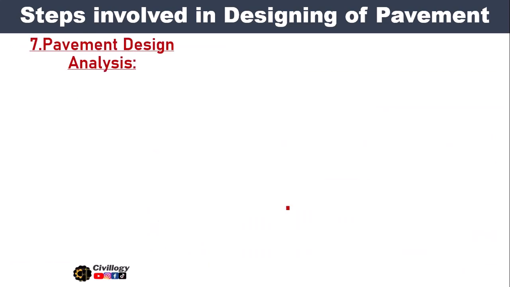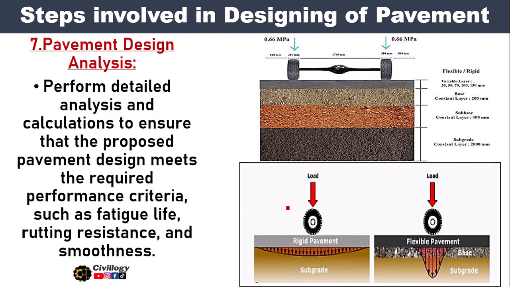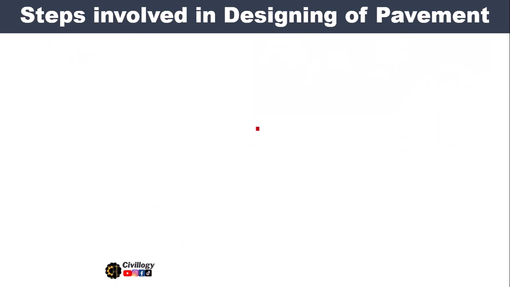The seventh step involved in designing of pavement is pavement design analysis. In this step, you will perform detailed analysis and calculations to ensure that the proposed pavement design meets the required performance criteria such as fatigue life, rutting resistance, and smoothness. The thickness of the layer plays a very important role in bearing the load. As I have already discussed in the previous steps, the thickness of the layers should be determined before selection of any material.